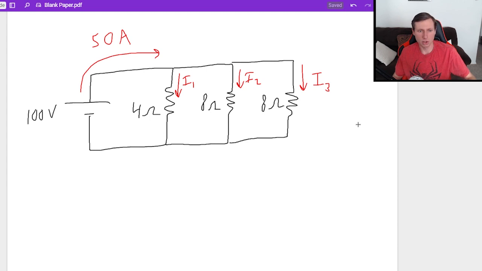We just use Ohm's law again. Let's look at the first one, for example. V1 equals I1 times R1. So the voltage across this resistor equals the current across this resistor times the resistance, which is 4. Now I have a problem here because I don't know the voltage, I don't know the current, but I know the resistance. So I can't solve for current yet until I find this voltage.